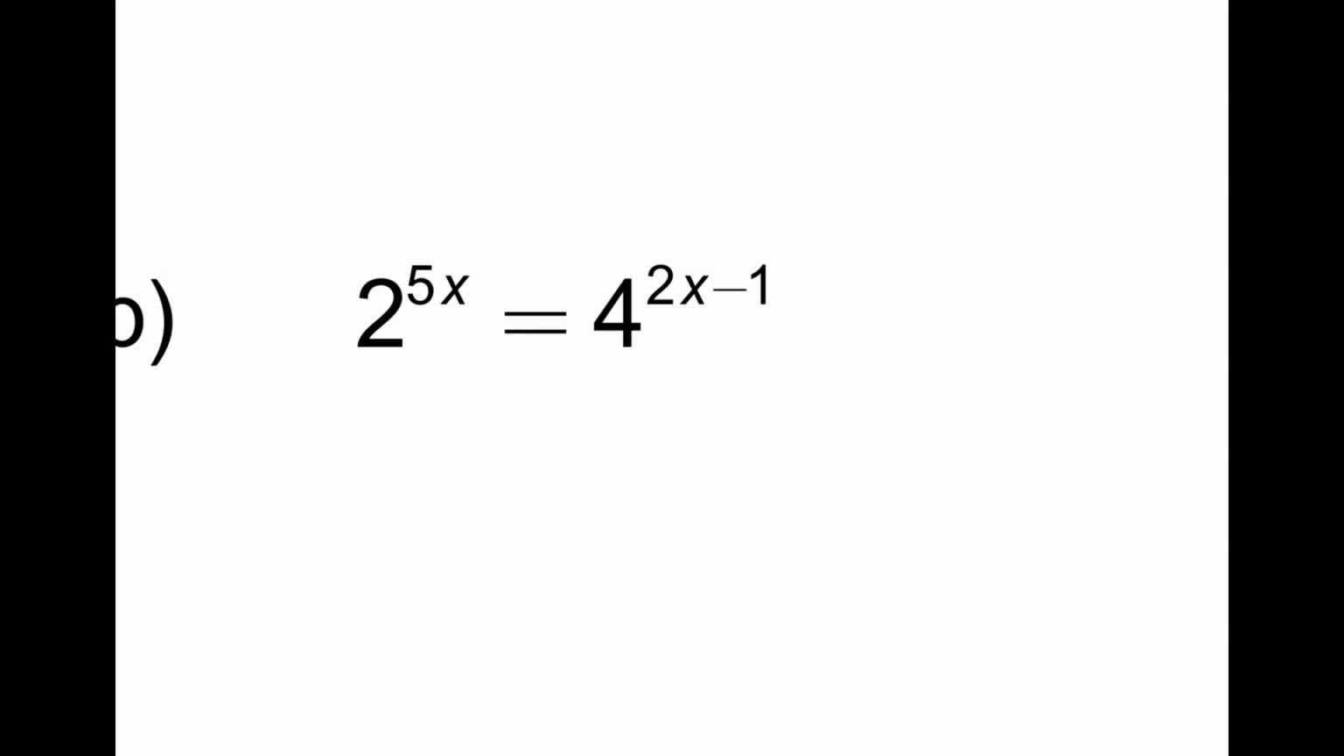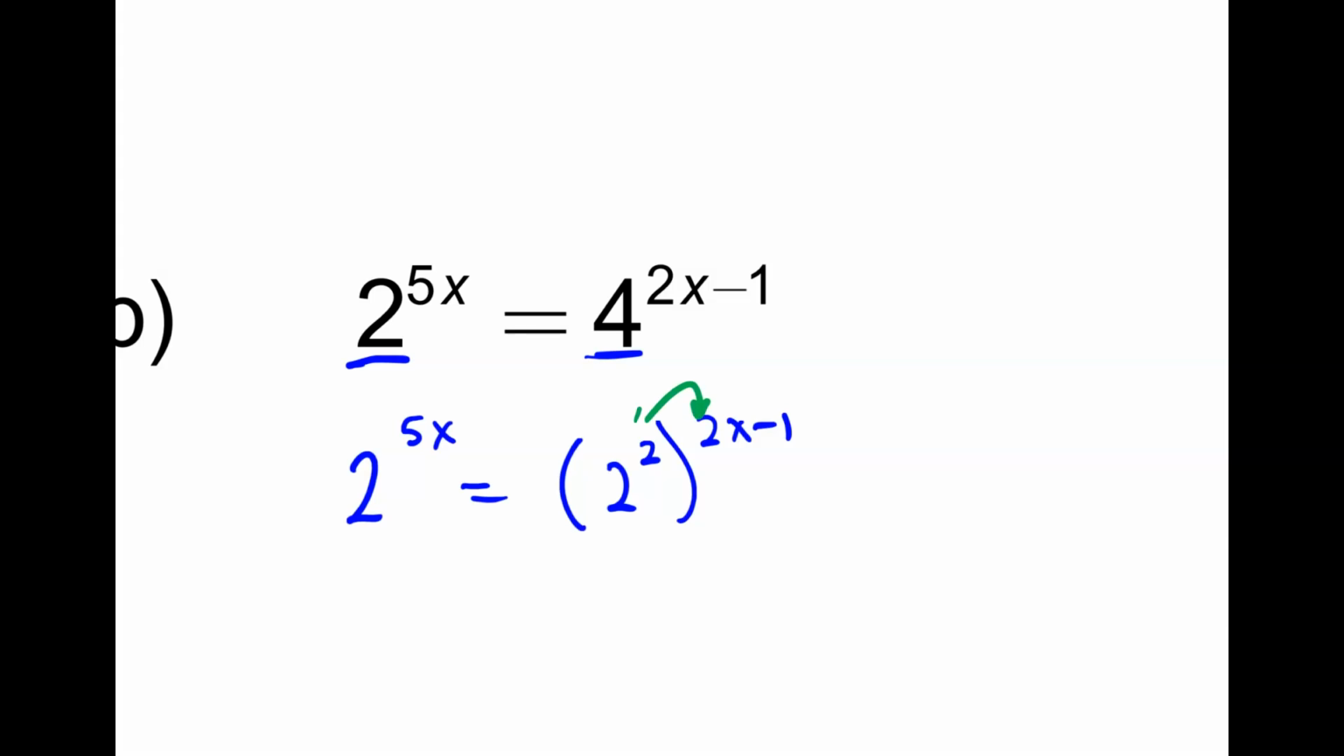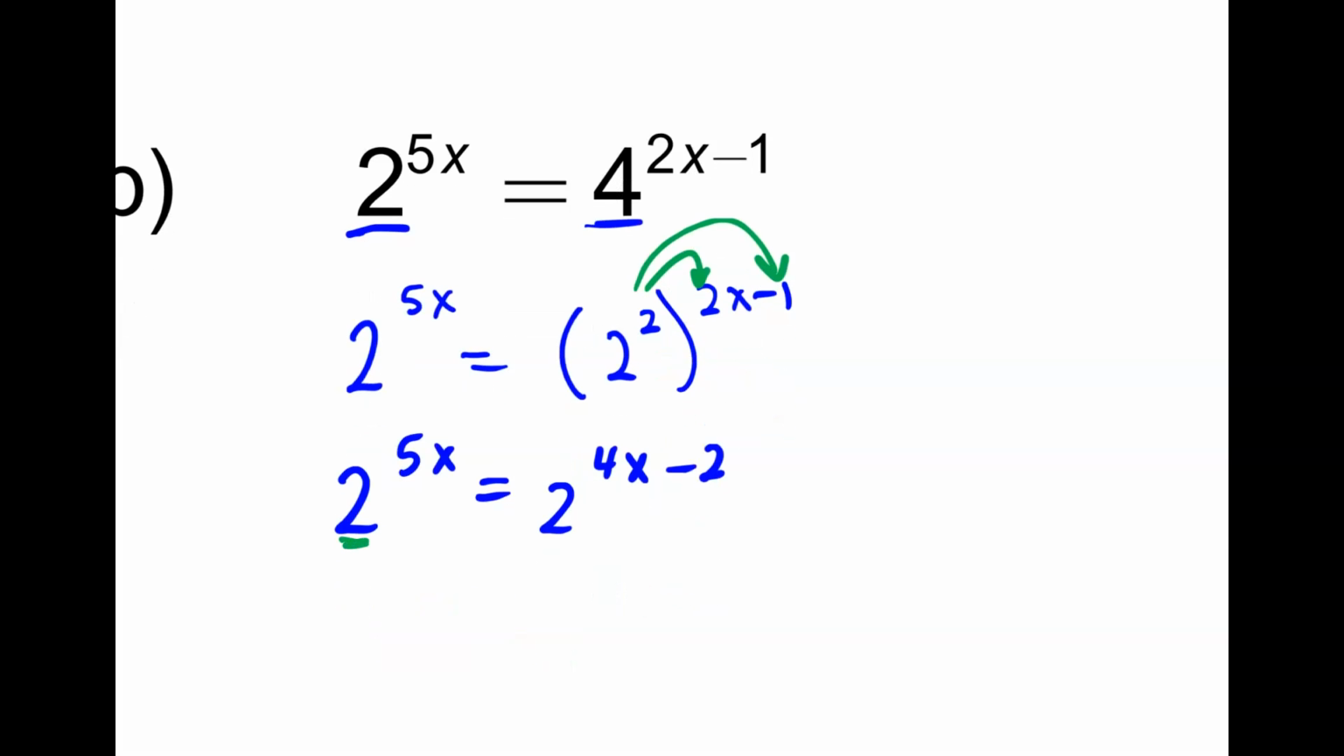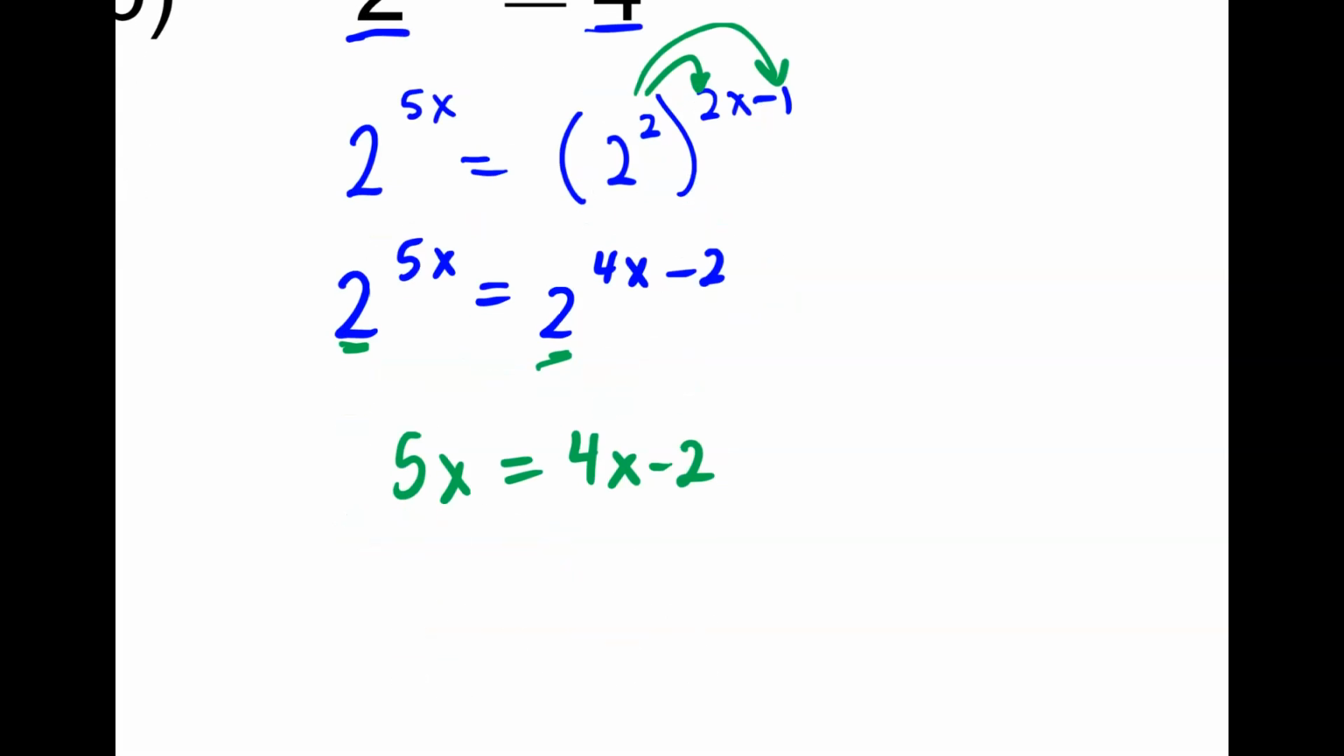All right. Ooh, tricky. Okay, so I need to make them have the same base. I can write 4 as 2 squared. Now, multiply these out. Right, distribute out because it's 2 times the 2x minus 1. So I have 2 to the 5x is equal to 2 to the 4x minus 2. Same base, same base. So now we can set the exponents equal to each other. So you should just get -2.